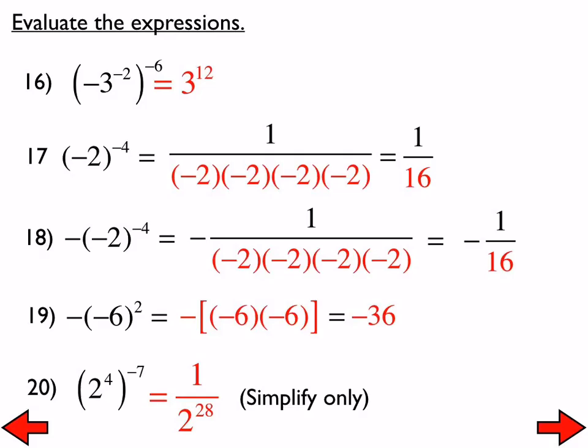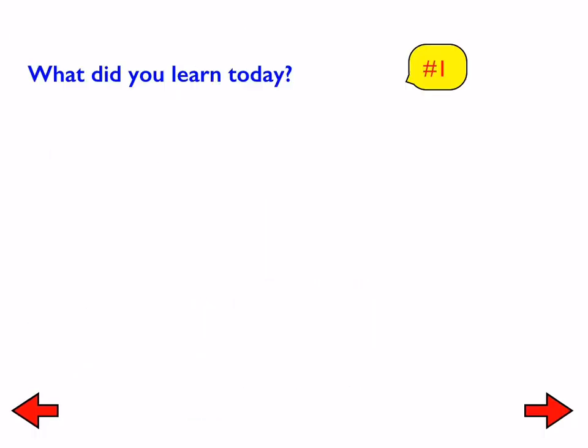Any questions about 1 through 20? So you just have to be really careful about where the parentheses are. And if the exponents are both negative, that means you're flipping it twice. All right, everyone okay? All right, what did you learn today? Ready? Share.